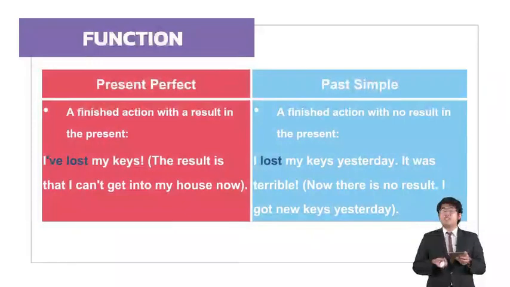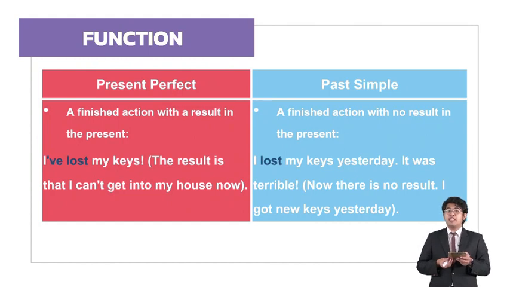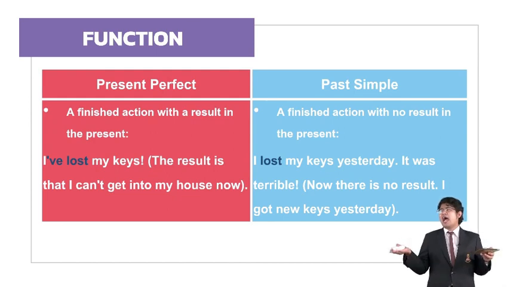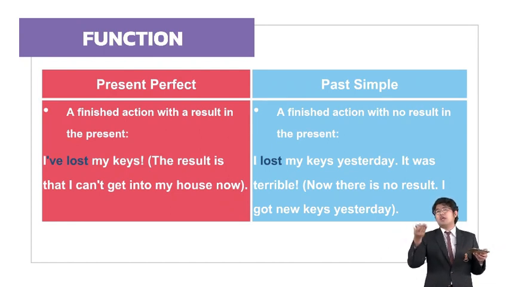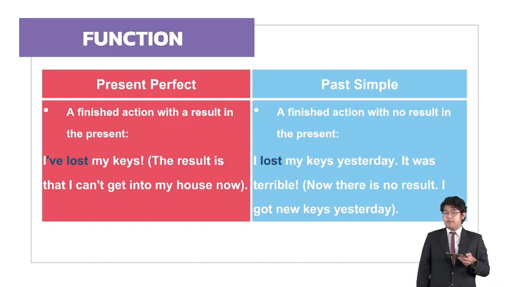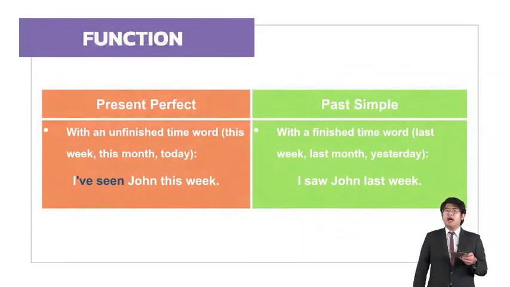Okay, next. For present perfect, a finished action with a result in the present. I've lost my keys. The result is that I can't get into my house now. คือกุญแจหายอะครับตอนนี้เข้าไม่ได้ก็ยังคงหาไม่เจออยู่ But for past simple, a finished action with no result in the present. I lost my keys yesterday. It was terrible. Now there is no result, I got new keys yesterday. ก็คือแค่เล่าให้ฟังเฉยๆว่าเมื่อวานทำหายนะครับตอนนี้ไม่มีแล้วนะครับ ต่อมา for present perfect with an unfinished time word: this week, this month, today. I've seen John this week. For past simple with a finished time word: last week, last month, yesterday. For example, I saw John last week. Okay, next, let's practice.